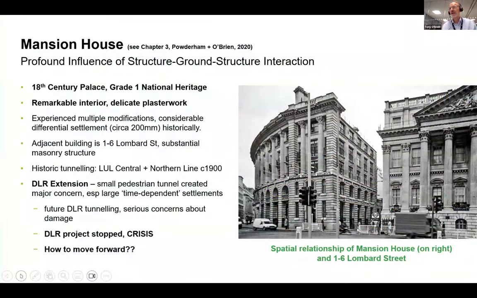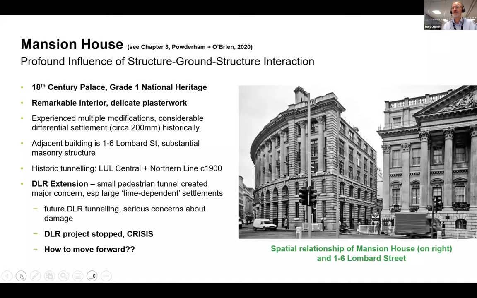An early OM application in the UK was the Mansion House. This is one of the most important and prestigious buildings in London. It's highly sensitive, and the building owner was extremely sensitive about it. It had a very complex history, both above and below ground. An early stage of a new project at that time, a DLR extension, caused some movements which created great anxiety and stopped the project.